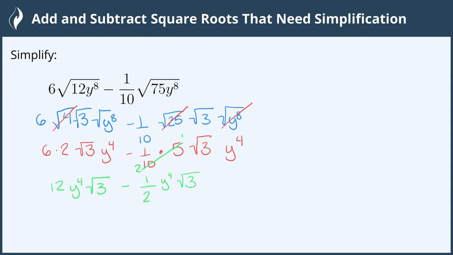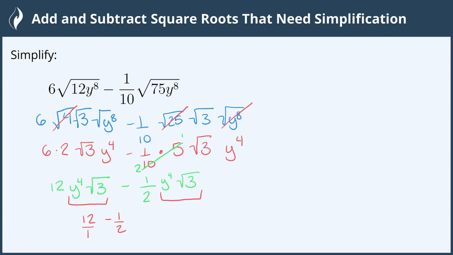Now that we've simplified as much as we can, notice that we have the exact same variable and radical makeup: y to the 4th square root of 3. That means that we can simplify the numbers by taking 12 and subtracting 1/2. To do that, we need a common denominator. 12 can be written as 12 over 1.